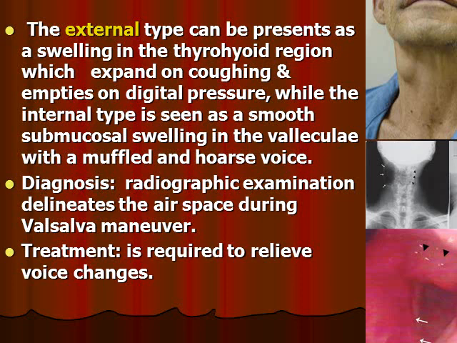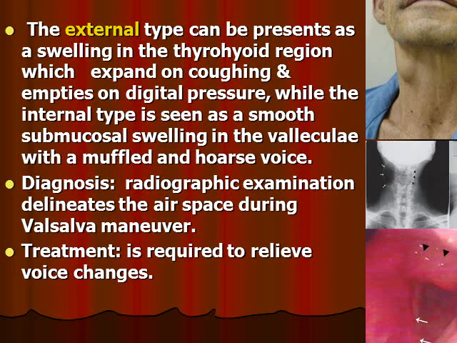As we can see, the external type can present as a swelling in the thyrohyoid region, like in this picture, in this area. It expands on coughing and empties on digital pressure. That means the patient here can press on this swelling and empty the air inside it, while the internal type is seen as a smooth submucosal swelling in the valleculae with a muffled and hoarse voice. Of course, it will affect voice production and cause hoarseness or muffling of sound.